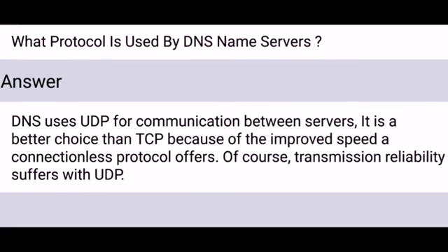What protocol is used by DNS name servers? DNS uses UDP for communication between servers. It is a better choice than TCP because of the improved speed a connectionless protocol offers. Of course, transmission reliability suffers with UDP.